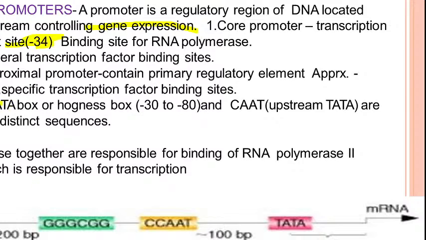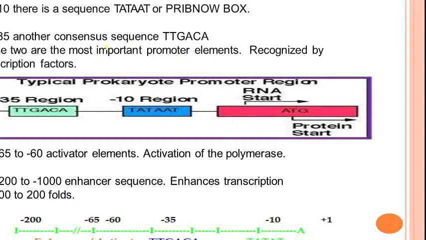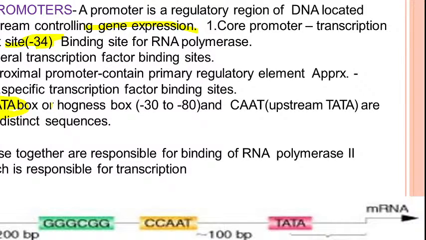One more thing we have in the eukaryotic gene is the TATA box. Like in prokaryotes we have the Pribnow box, similarly in eukaryotes we have the TATA box, also known as the Hogness box, which will be there at -30 to -80, and these are the sequences which help in transcription. So these together are responsible for binding of RNA polymerase 2, which is responsible for transcription.